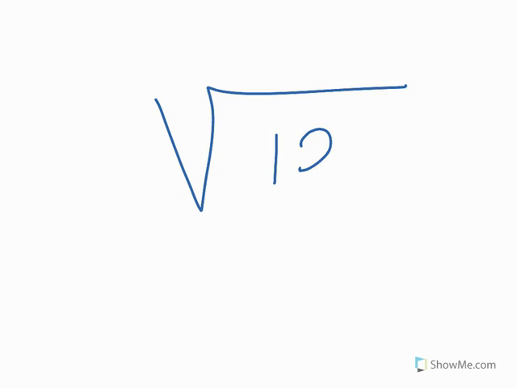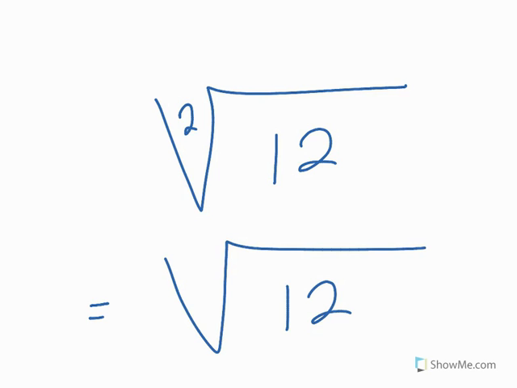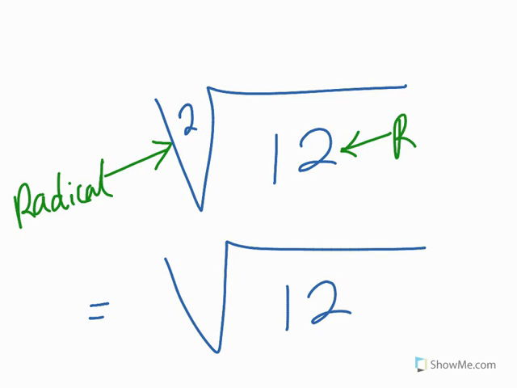Now, let's say we have the square root of 12. Of course, the symbol here means 2. Whether you have it this way or this way, it means the same thing. This symbol right here is what we know as the radical sign. 12 is what we call the radicand. And 2 is what we call the degree.